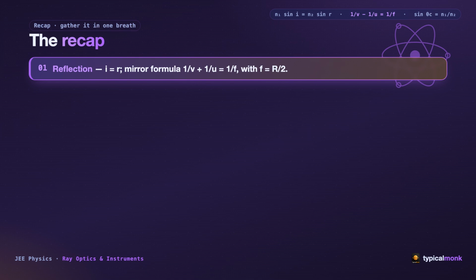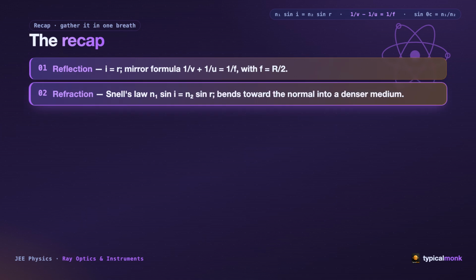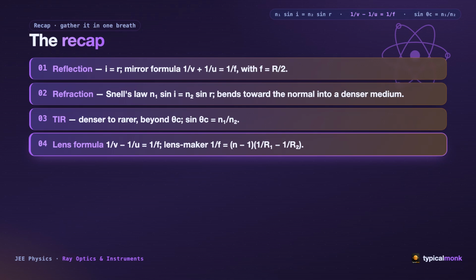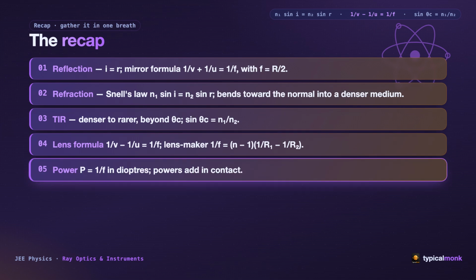Reflection, i equals r. The mirror formula, 1 over v plus 1 over u equals 1 over f, with f equal to r over 2. Refraction, Snell's law, n1 sine i equals n2 sine r. Light bends toward the normal into a denser medium. Total internal reflection, denser to rarer beyond theta c, the sine of theta c equals n1 over n2. The lens formula, 1 over v minus 1 over u equals 1 over f, and the lens maker's equation, 1 over f equals (n minus 1) times (1 over r1 minus 1 over r2). Power, P equals 1 over f in meters, and powers add in contact.